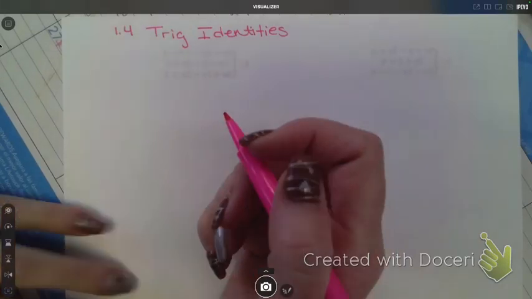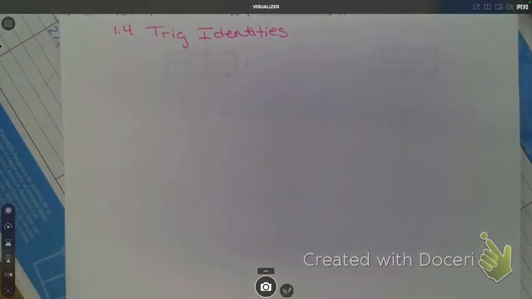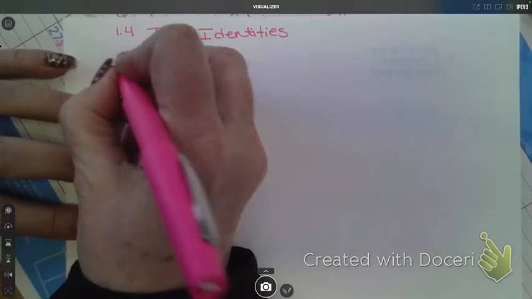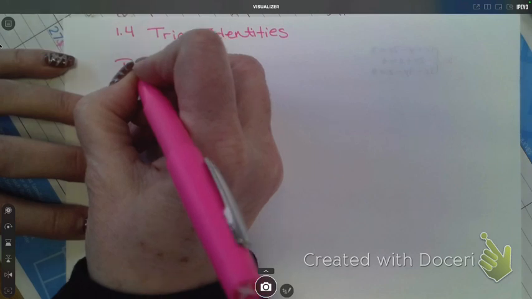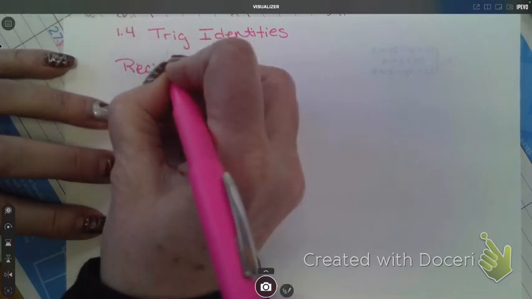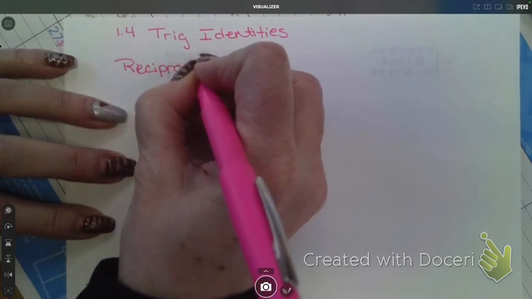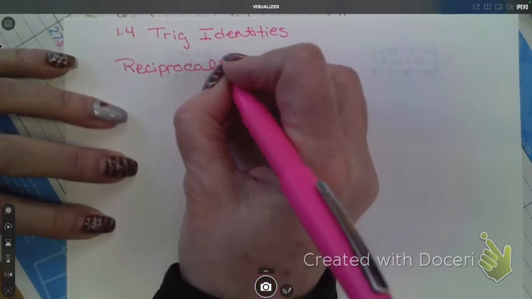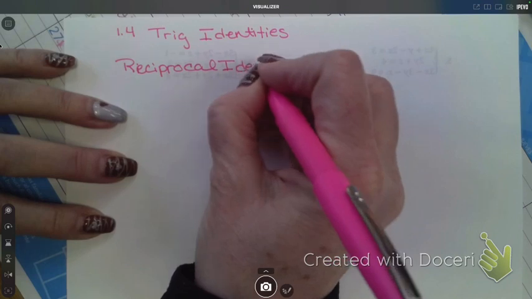Okay, one for trigonometric identities. So we have reciprocal identities, and you already know them. Oops, that's an E, not an I. What do you think the reciprocal identities are? If I said you already know them.